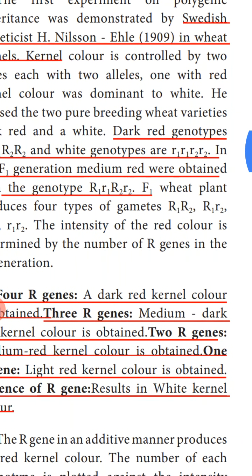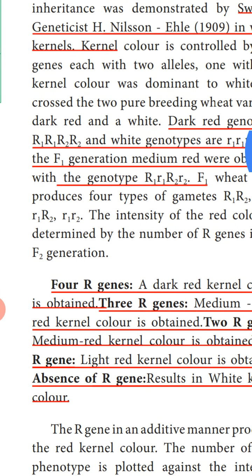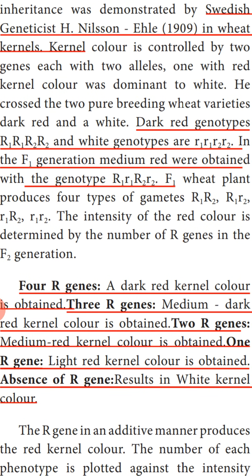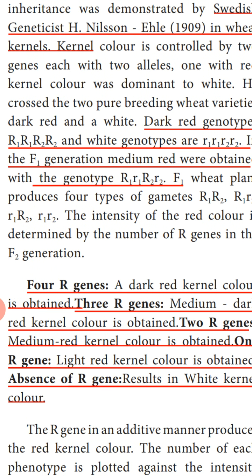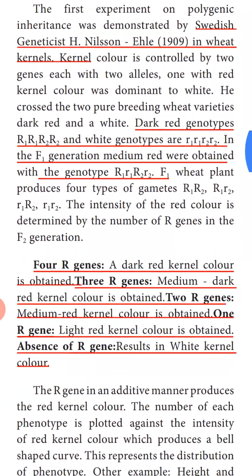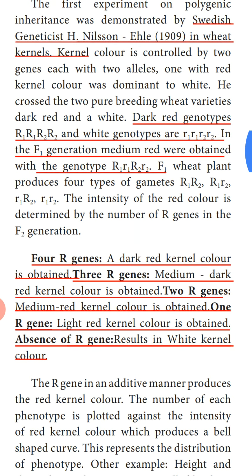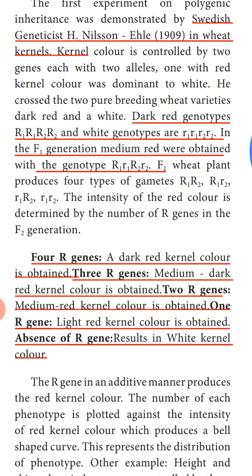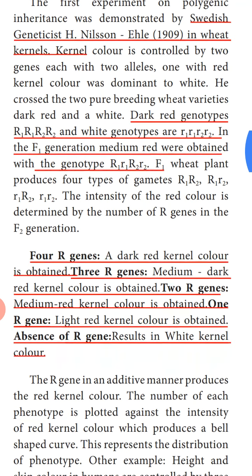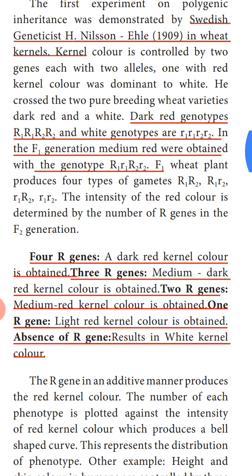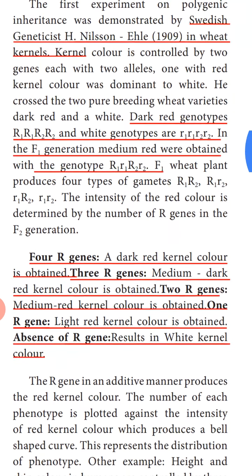So, as we studied, dark red genotype is capital R1, capital R1, capital R2, capital R2, and white genotype is small r1, small r1, small r2, small r2. In the F1 generation, medium red is obtained, with the genotype capital R1, small r1, capital R2, small r2. So in the F1 plant, there are four types of gametes present: capital R1 capital R2, capital R1 small r2, small r1 capital R2, small r1 small r2.